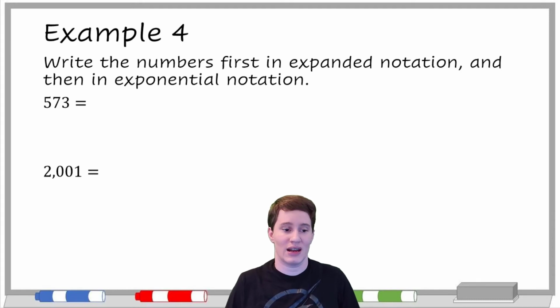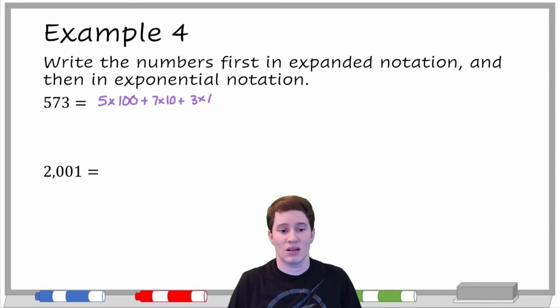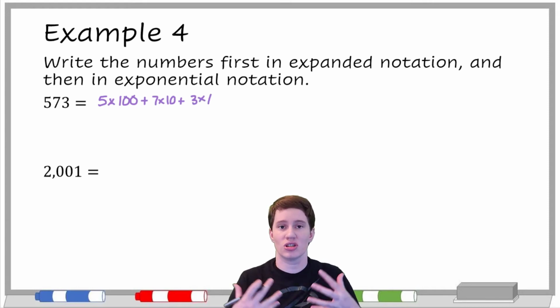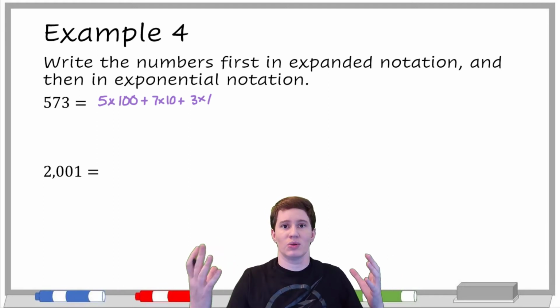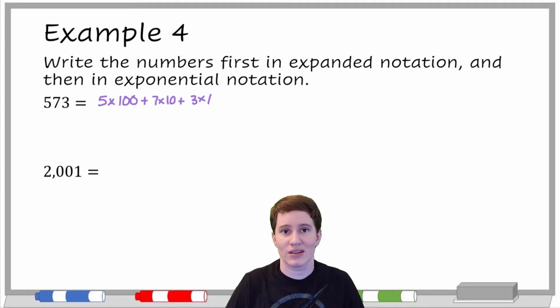And so we write that out in expanded notation by doing 5 times 100 to show that there are 5 100s, plus 7 times 10, plus 3 times 1. And as far as usefulness in the real world, like when would you ever want to write out a number like this and have it be helpful to you? I'm going to be honest, I can't think of anything off the top of my head.